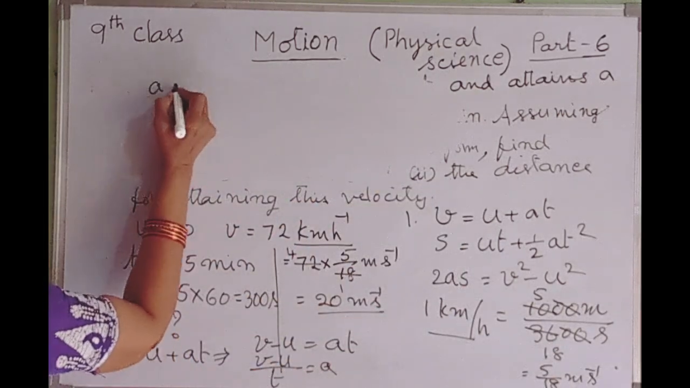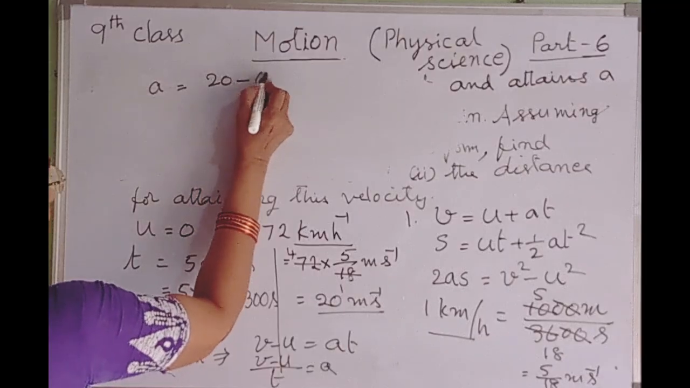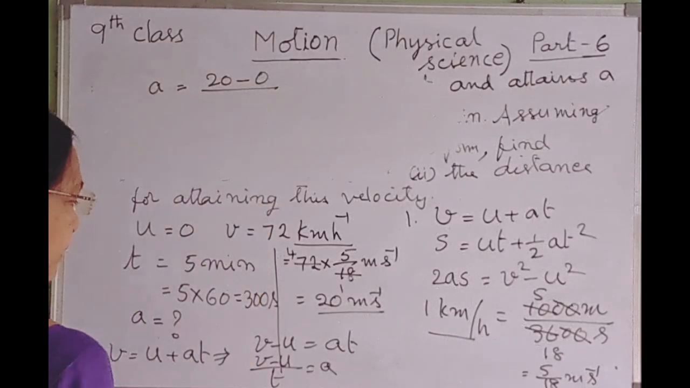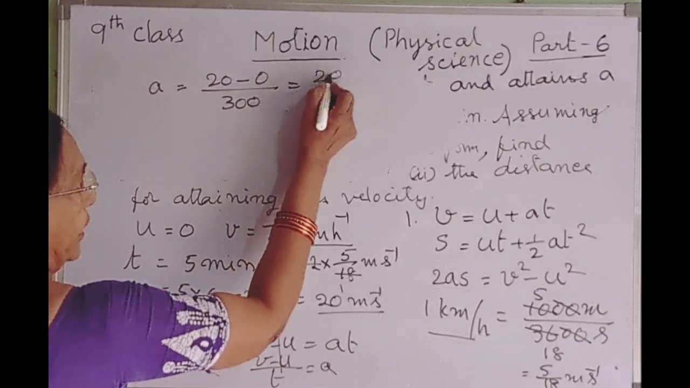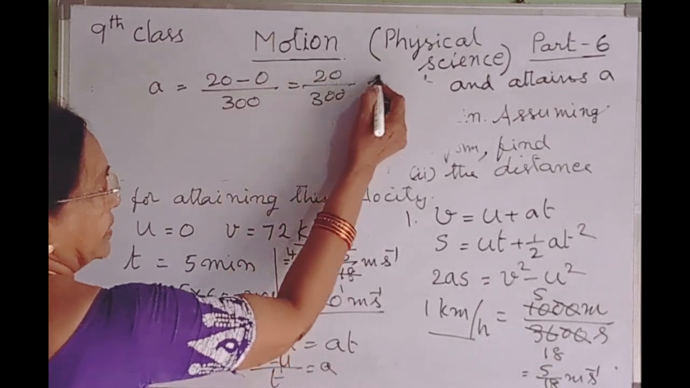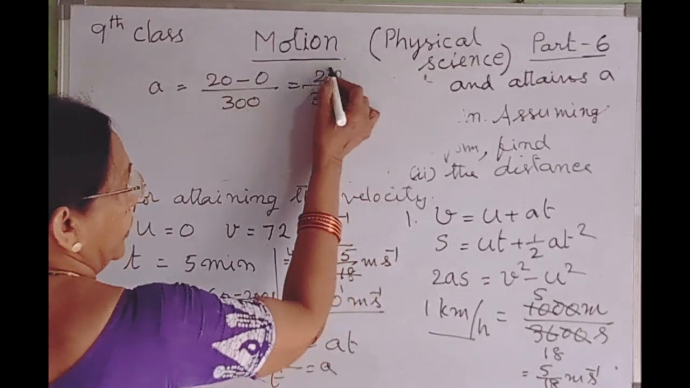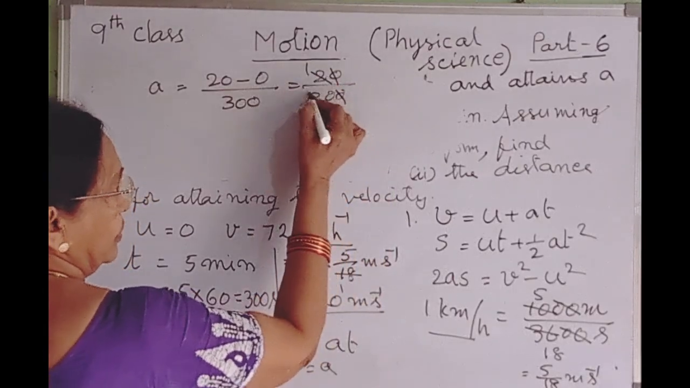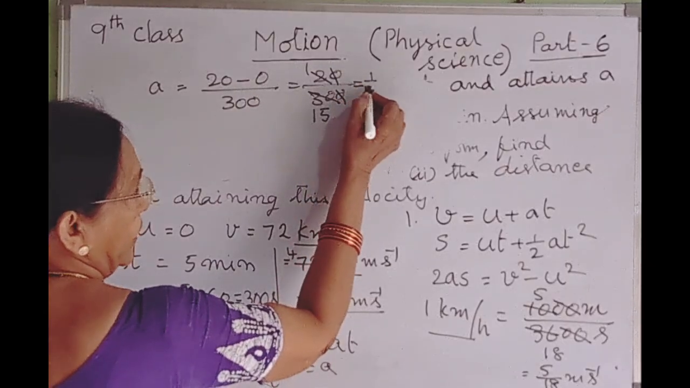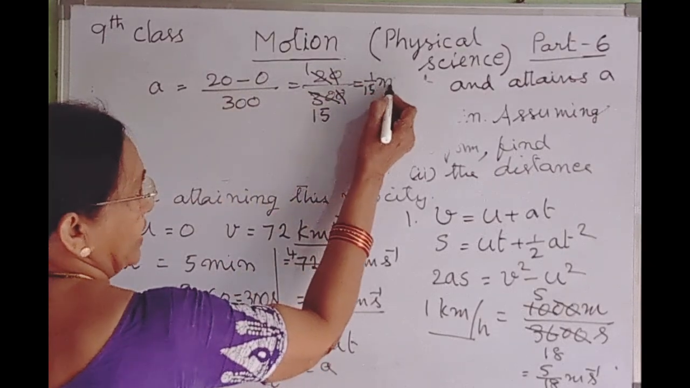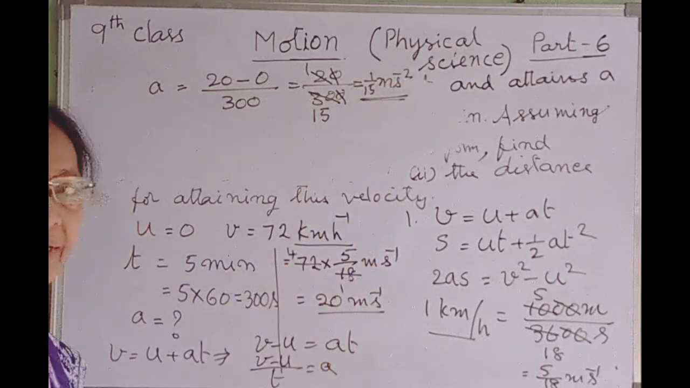So a is equal to 20 meter per second minus 0, divided by t, which is 300 seconds. That is 20 by 300, which is 1 by 15. The unit for acceleration in the SI system is meter per second square. So acceleration is 1 by 15 meter per second square.